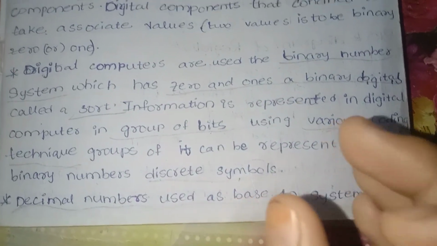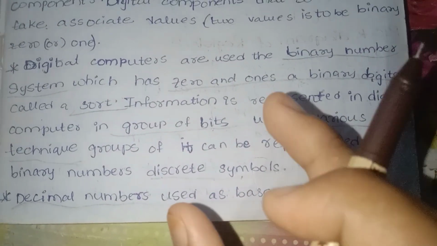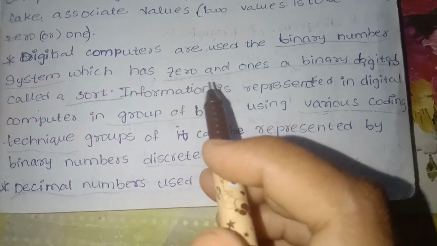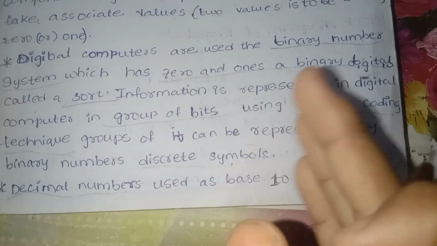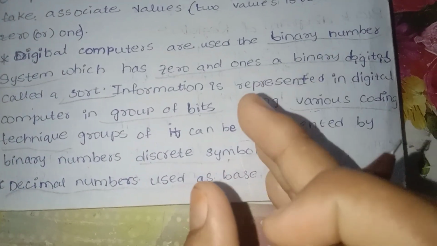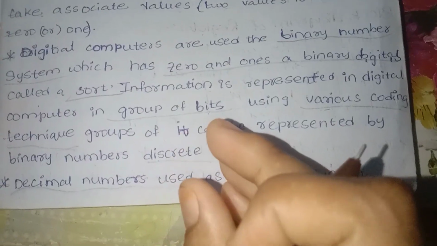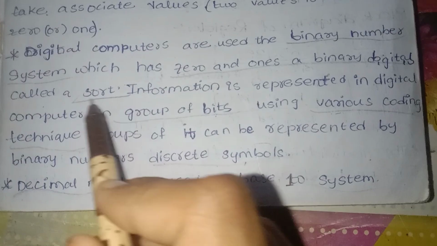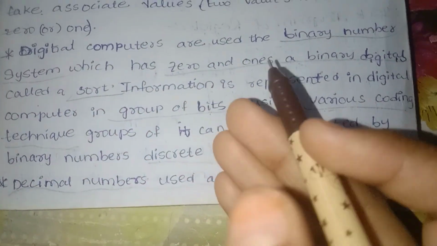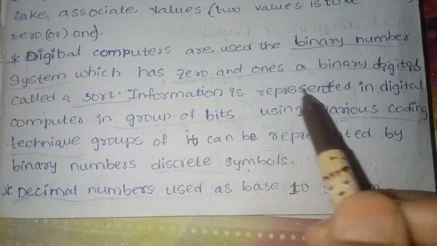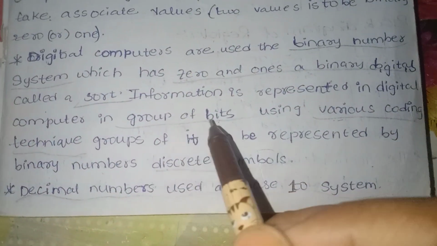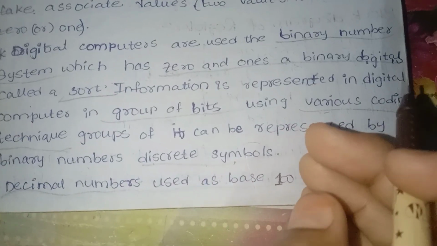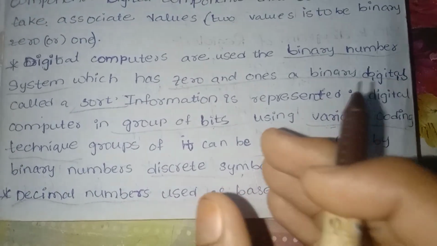We use these number systems as input for the digital computer, and they are used in digital electronic devices also. We give the information in zeros and ones. Binary digits are also called bits. Information is represented in a digital computer in groups of bits. After understanding it internally, it will give us an output.